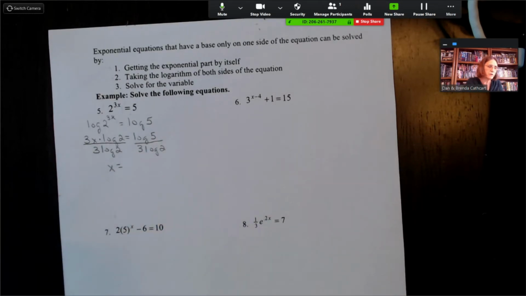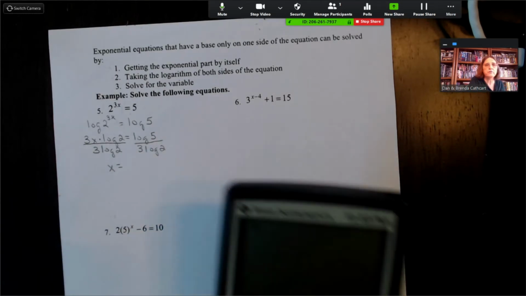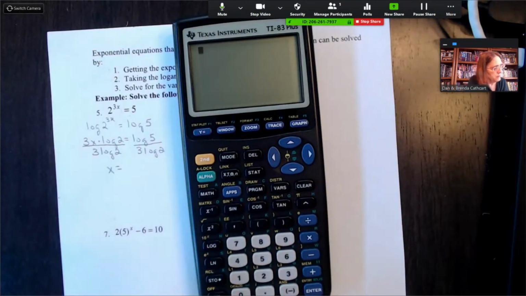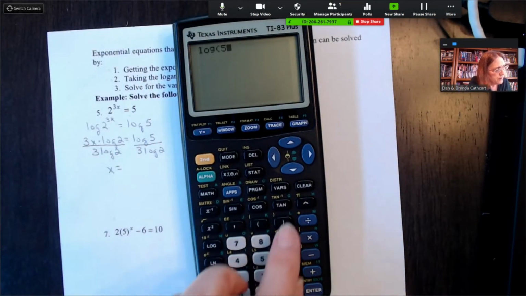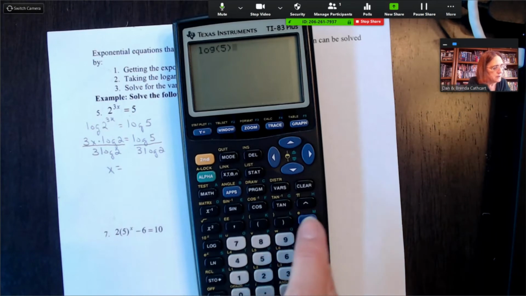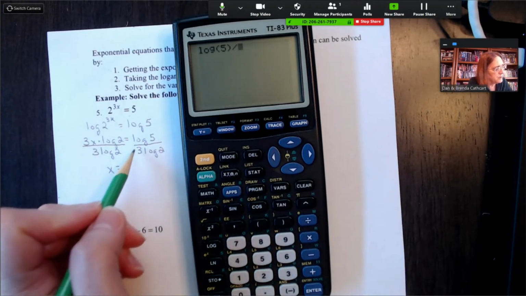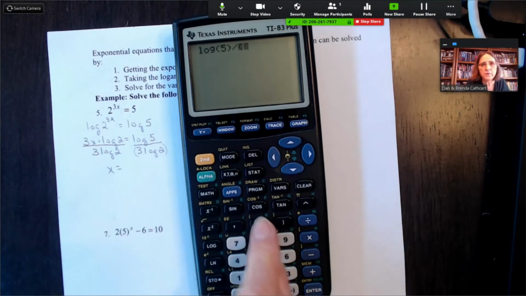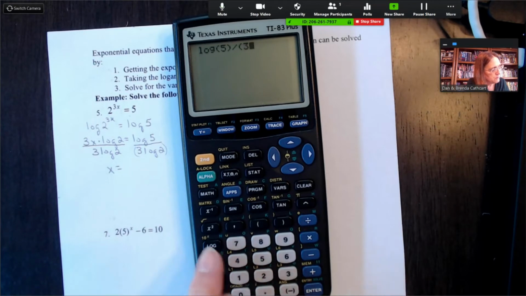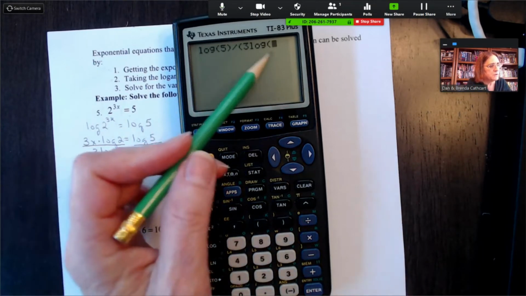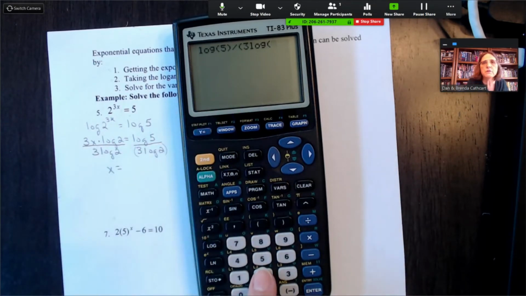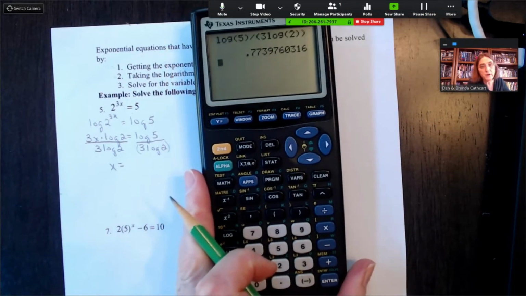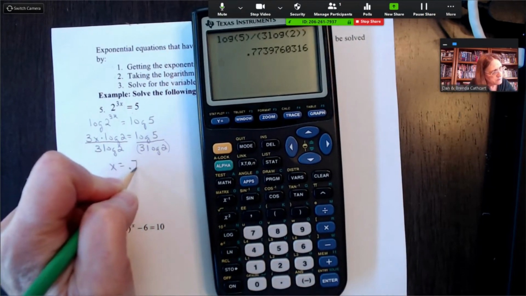Make sure when you're entering into the calculator that you use the correct use of parentheses. So we're going to do the log of 5, don't forget to close the parenthesis, divided by, and I want to divide by this entire denominator. So that entire denominator needs to be in parentheses. So parentheses 3 log, notice it opens up another parenthesis, so we have to put the 2 in and close both sets of parentheses. And we end up with 0.77 to the nearest 100th.